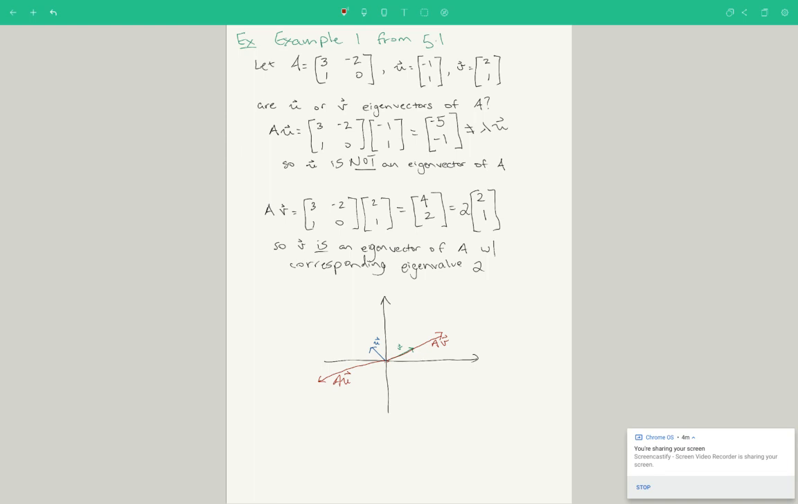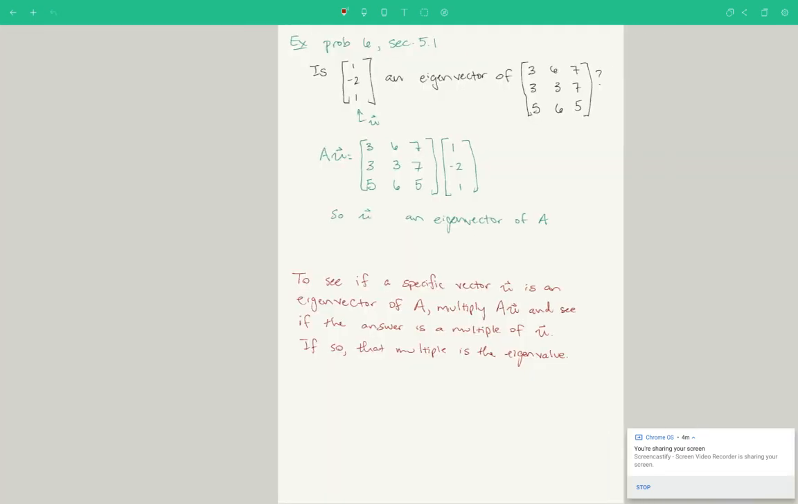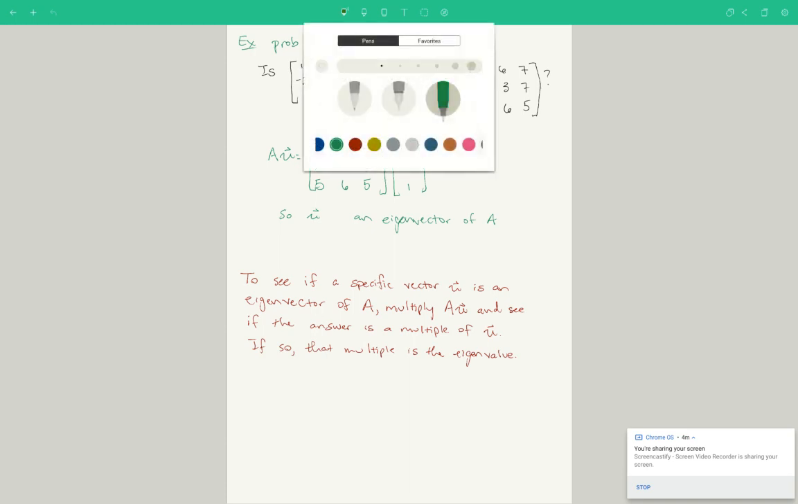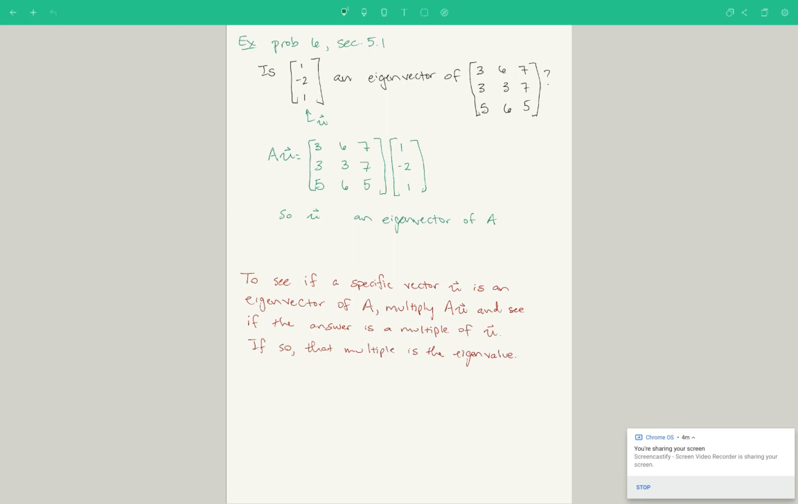So we just talked about how to figure out if a vector is an eigenvector of A. Another related question we can ask is, if we're given a scalar, is that an eigenvalue of A? But before we do that, let's do another example. This is problem 6 from section 5.1. This is asking, is this vector u an eigenvector of A? Again, we just multiply A times u and see if we get a scalar multiple.